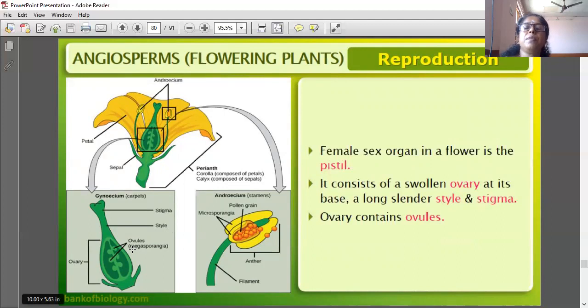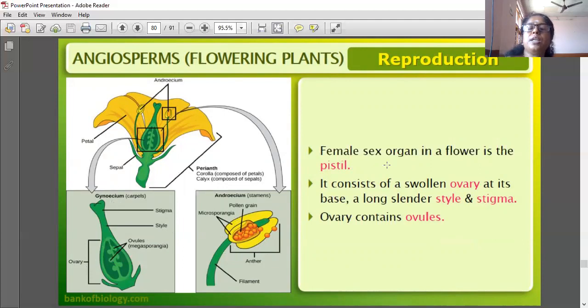The female sex organ in a flower is the pistil. This is the diagram of the pistil. That was the diagram of the stamen only. Three portions are there: stigma, style, and ovary. Inside the ovary, ovules are there.